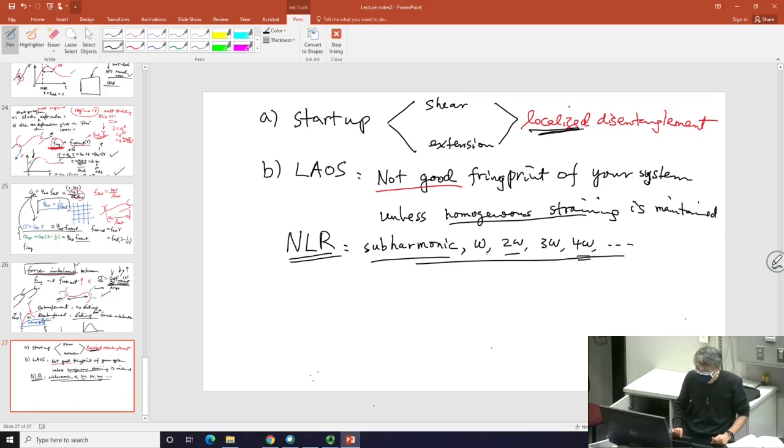As I was trying to say, if you can invent more ways of deforming, let me know. I only know 3 ways. Startup, oscillatory, and step. I don't know any other ways. And then, of course, there are other ways, which is a combination of all the 3. Okay, you can have a combination of them in some way, right, as we did before.